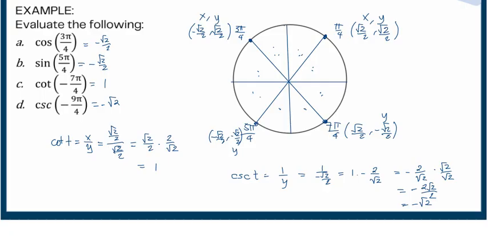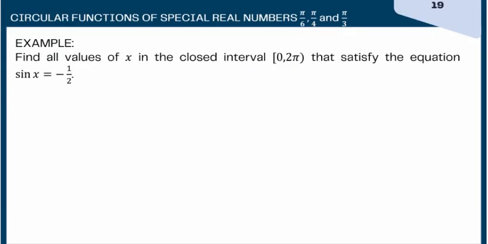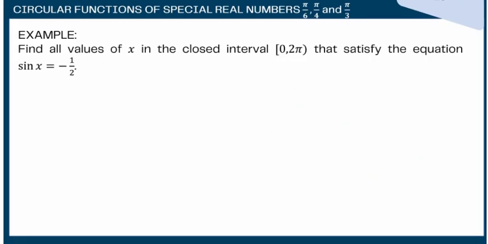Okay? So that's how you find the trigonometric values of the special or real numbers for pi over 4. And then, we continue on finding the vice versa. So earlier, we were trying to find our trigonometric values.